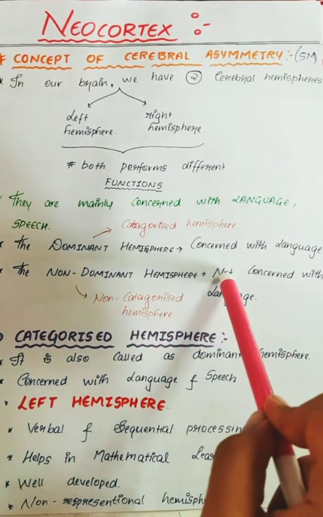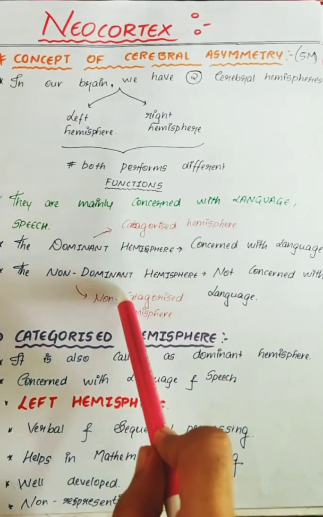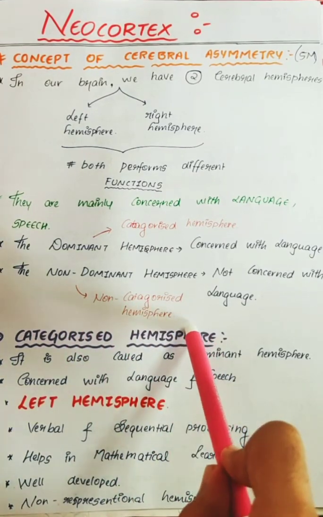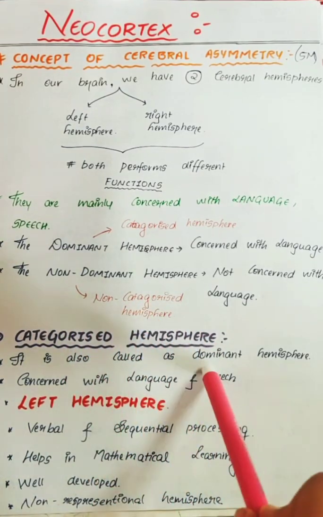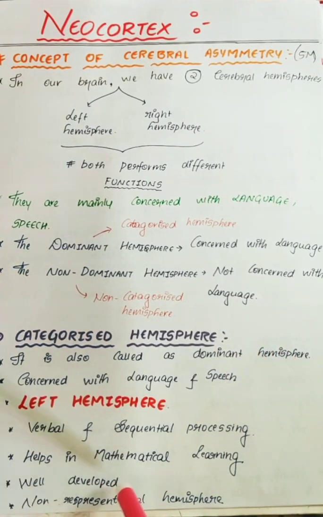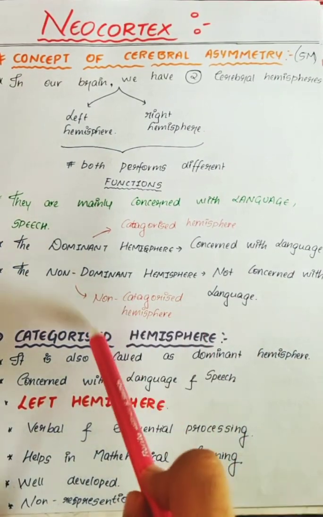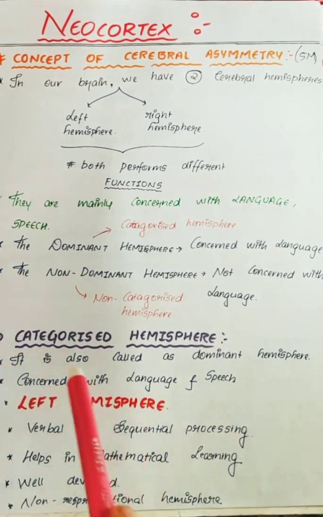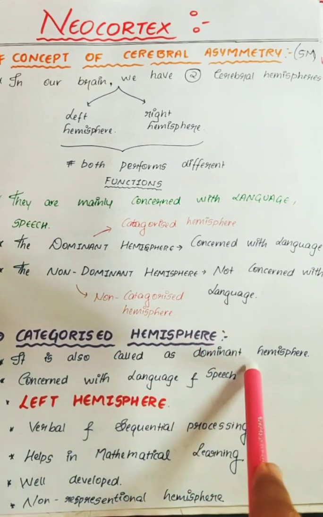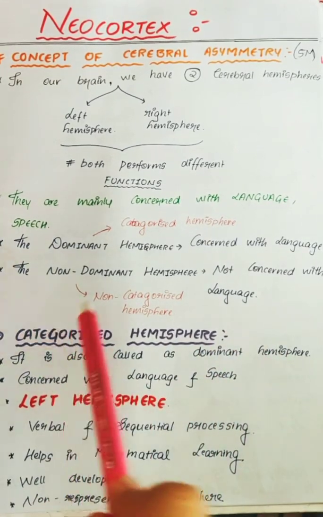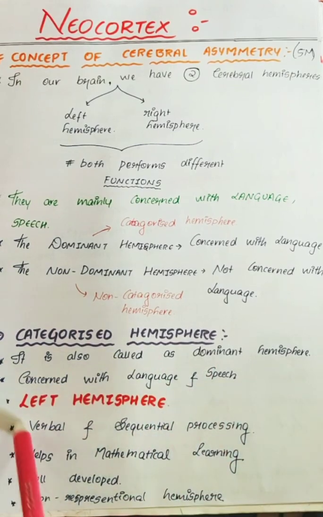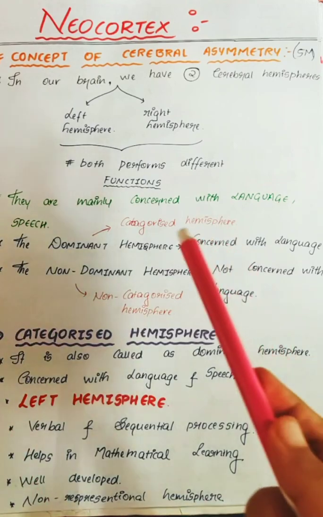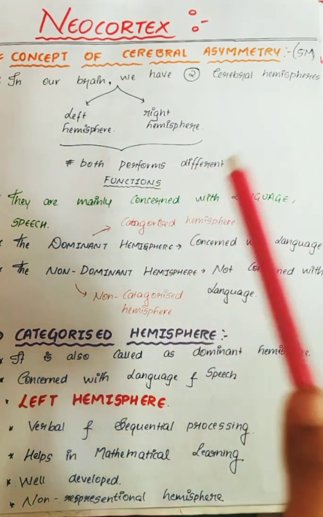So we'll speak briefly about the dominant hemisphere as well as the non-dominant hemisphere. First, the categorized hemisphere. The categorized hemisphere is also called the dominant hemisphere or non-representational hemisphere. It is mainly concerned with language and speech. Which is the categorized hemisphere? It is the left hemisphere. Remember, the left hemisphere is always the categorized hemisphere, whereas the right hemisphere is always the non-categorized hemisphere.